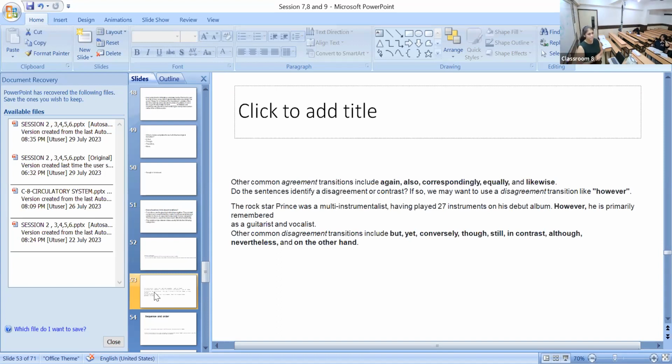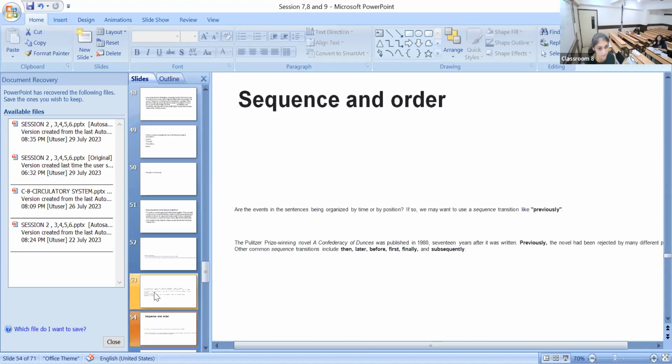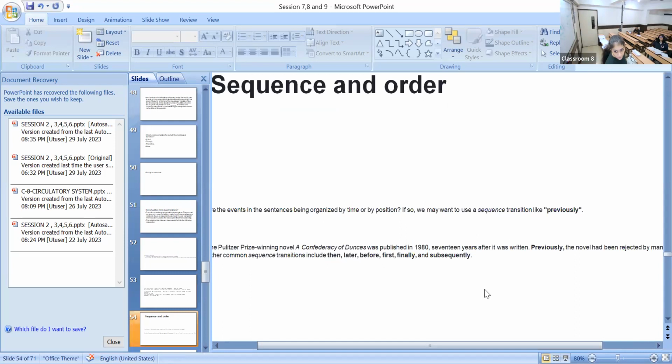Done? Divided the sheet into halves, written it? Yes, ma'am. So we'll use these words while doing the exercise. Now this is about your sequence and order. It is important that you see if your events are being organized by time or by position.